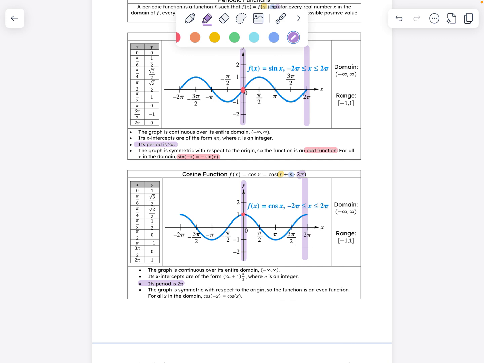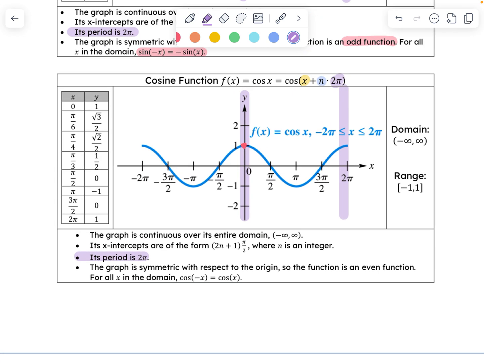And so it's got the same domain, negative infinity to positive infinity, the same range, -1 to 1. That's kind of coming from our unit circle again, having that radius of 1. It's also continuous over its entire domain.